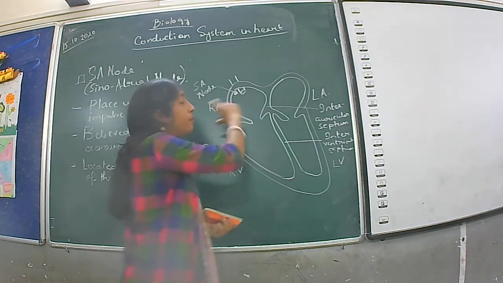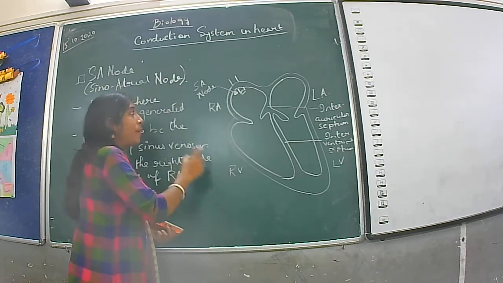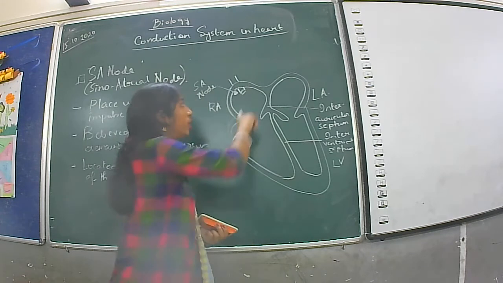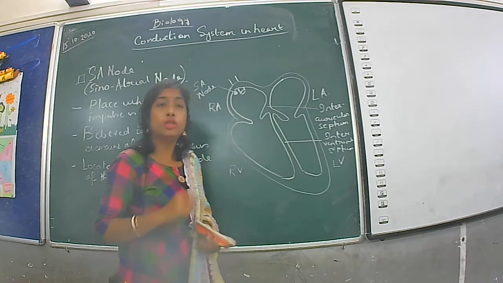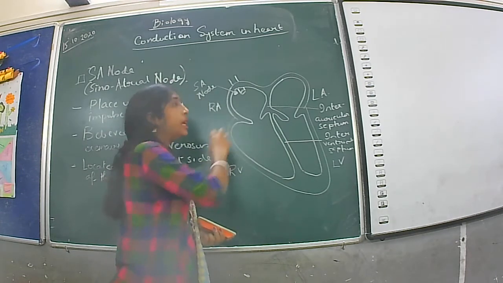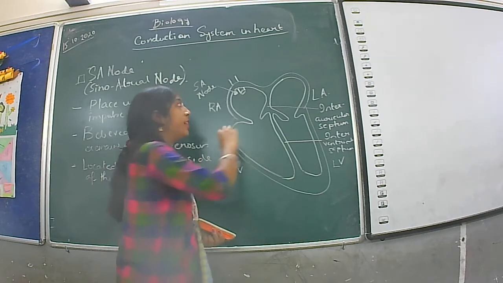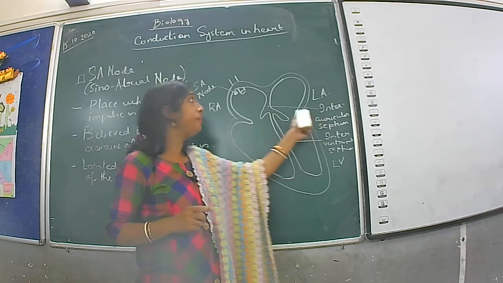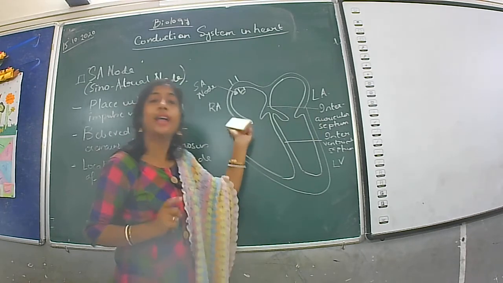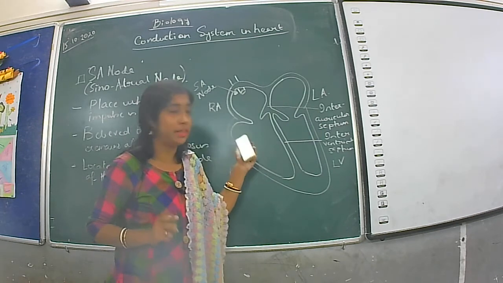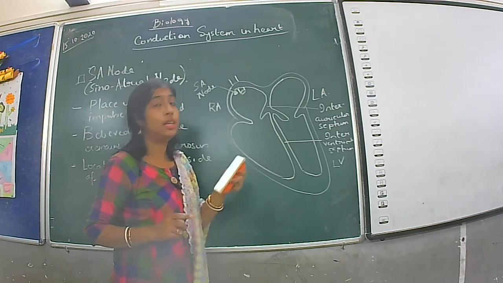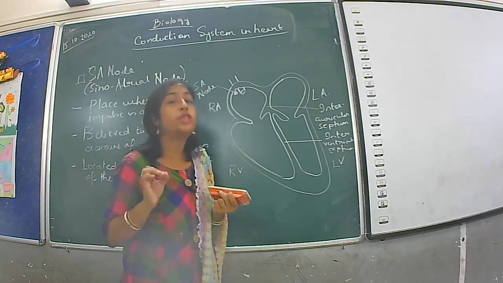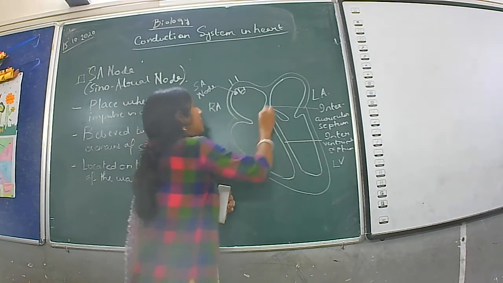How will this impulse be generated? This impulse will be generated through the cardiac muscles. All over there are cardiac muscles present. So as the impulse is being generated, it will get transmitted to the right atrium and to the left atrium through the cardiac muscles. Okay, keep that in mind. Through the cardiac muscles. And ultimately it will reach a tissue which is known as the AV node.